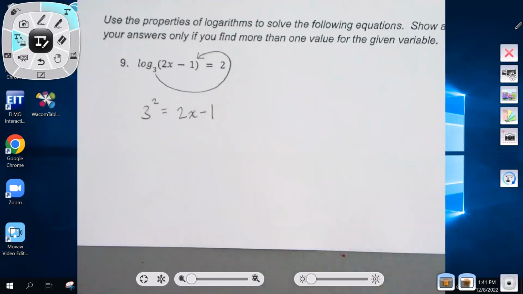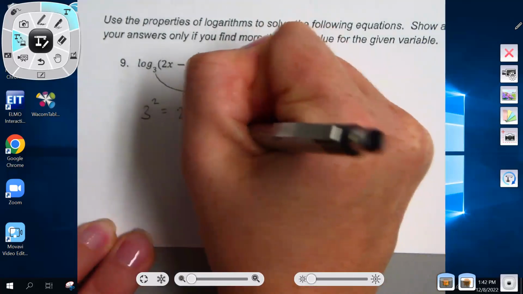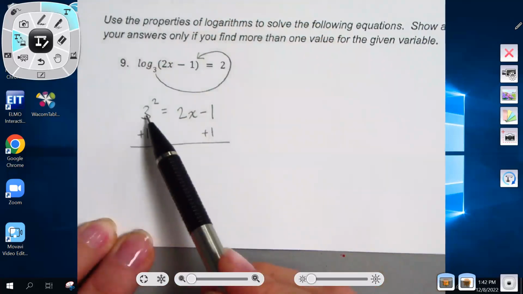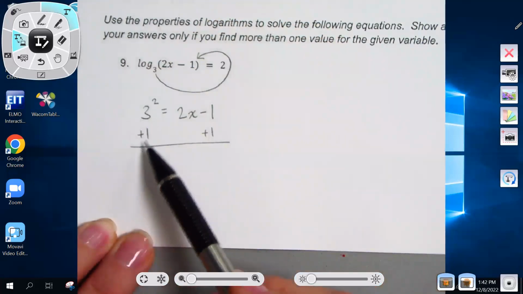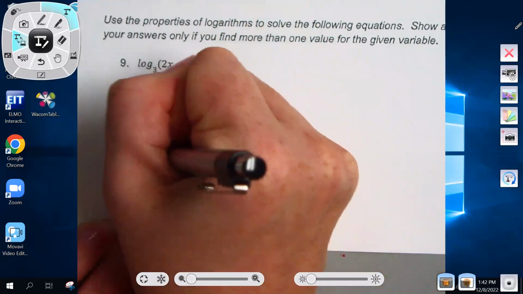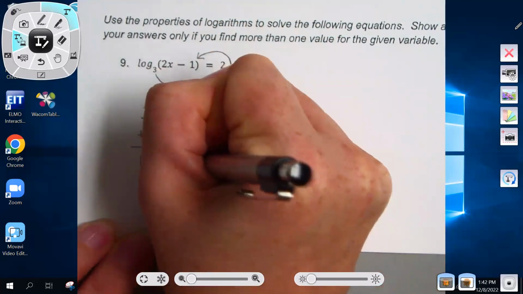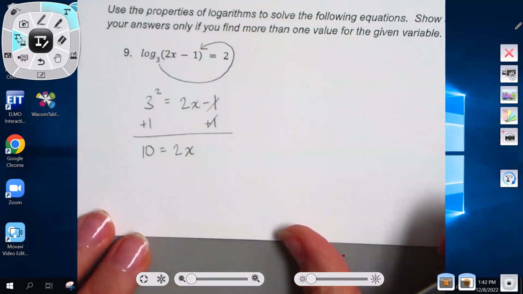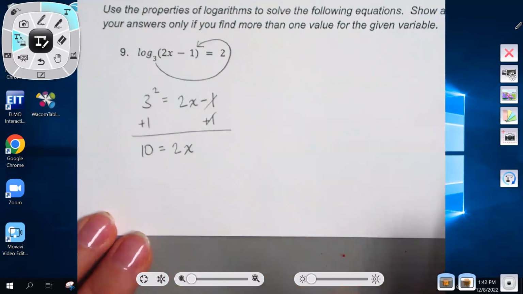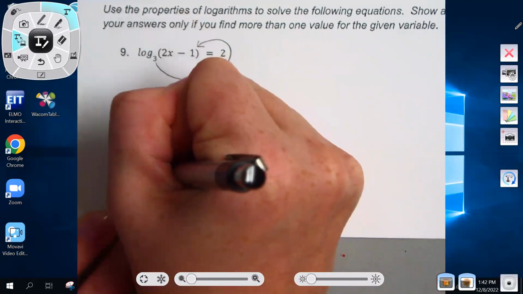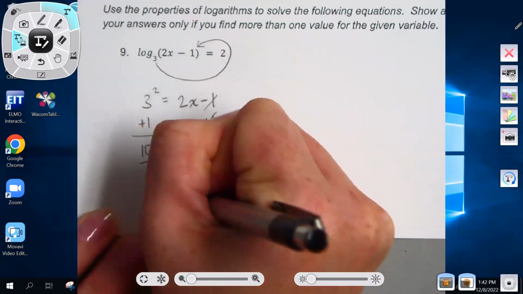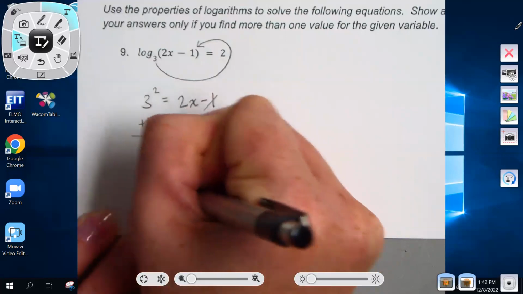Once you've changed to exponential form, then you can just start solving for x. So I want to add 1 to both sides. 3 squared is 9, plus 1 is 10, equals 2x. Divide both sides by 2 to get x by itself. So we get x equals 5.